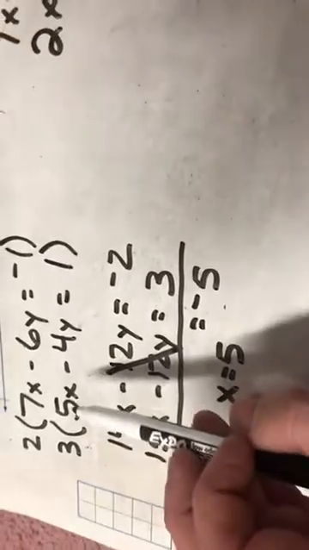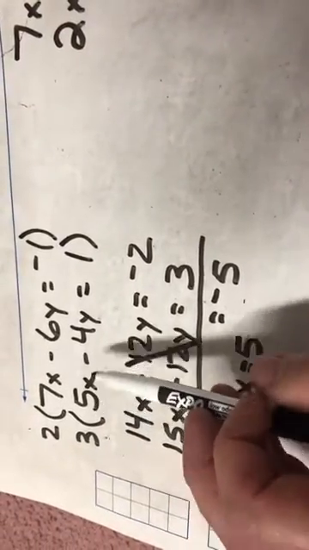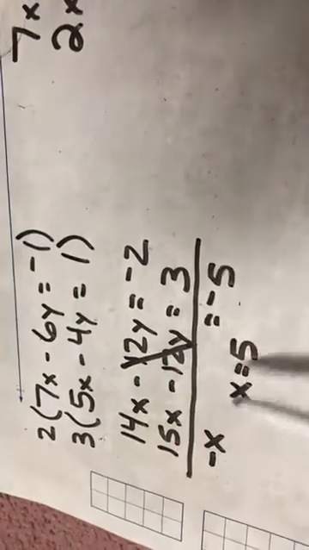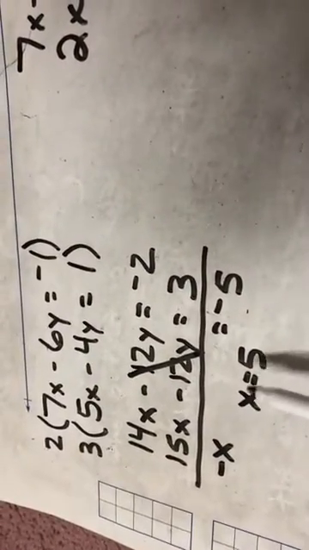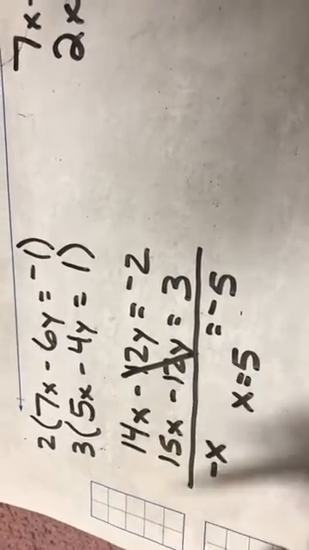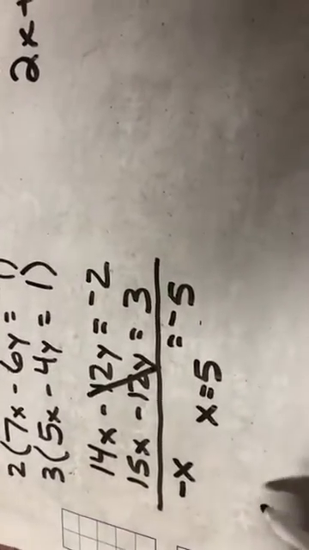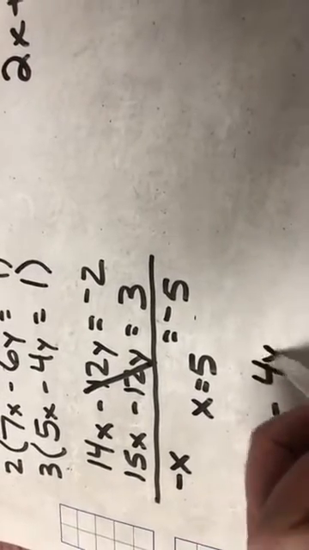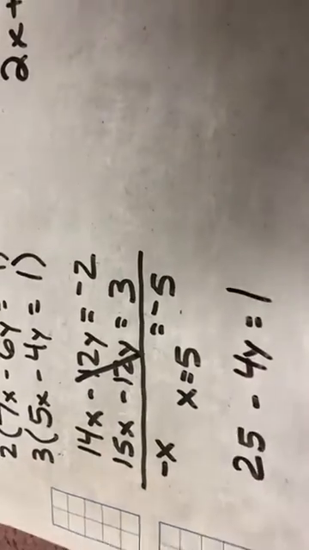I'm going to look at 5x minus 4y equals 1. All right, that was one of my original equations, and I'm going to go in and plug in 5 for x. Well, 5 times 5 is 25. So that leaves me with 25 minus 4y equals 1.